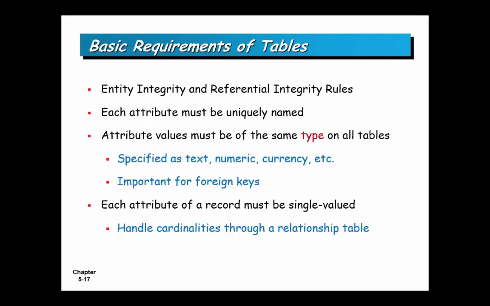Each attribute of a record must be single valued. That just goes back to the reason why you put the one on the many in a foreign key, not the many on the one. Of course, otherwise you'd have a list of customer receipts or whatever you're going to call them. You can't have that on a single table. Everything occurs once. So you have to handle your cardinalities with new tables.